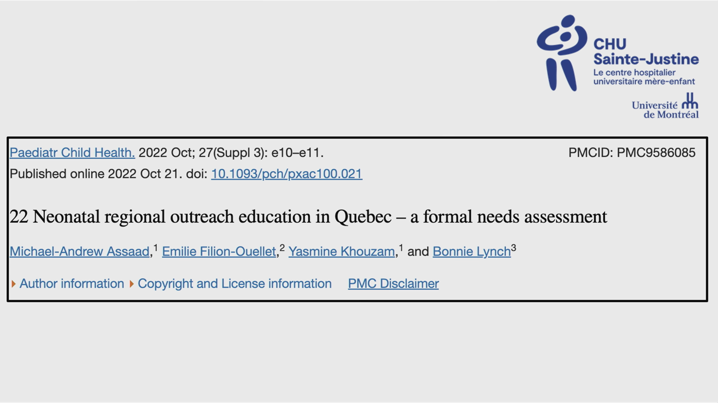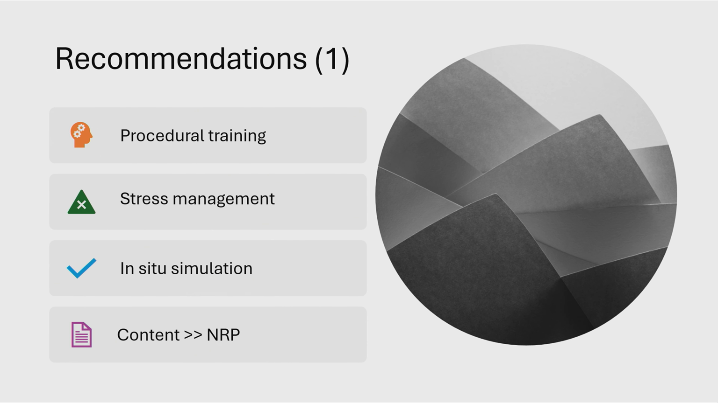What I will share with you is that this needs assessment is really important, because it helps shape our curriculum. There were 8 key things that came out of it for how we should develop an outreach curriculum for our community teams. Number 1: they want procedural training. That's key. They want to get trained in PPV, intubations, UVCs, PIVs. So procedural training is critically important.